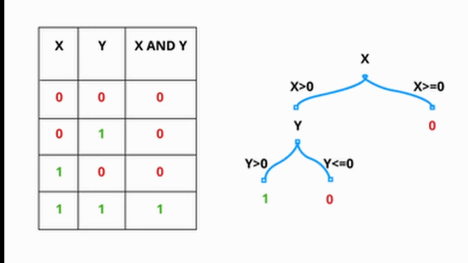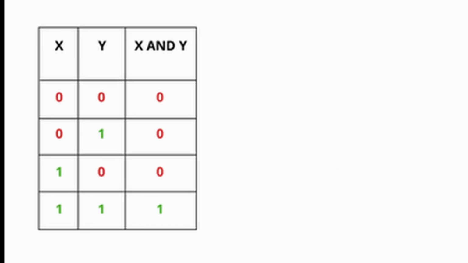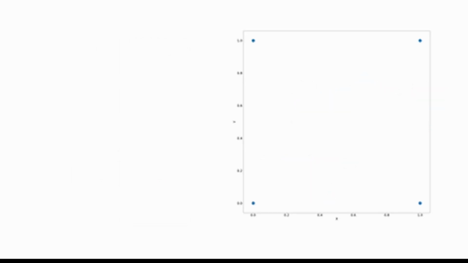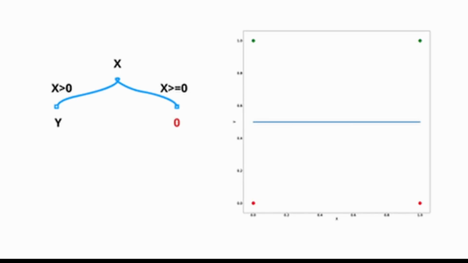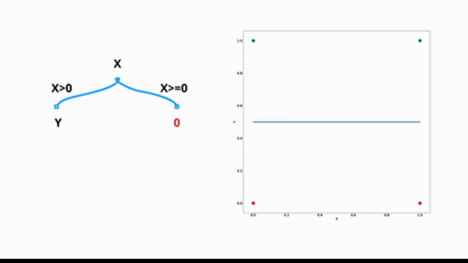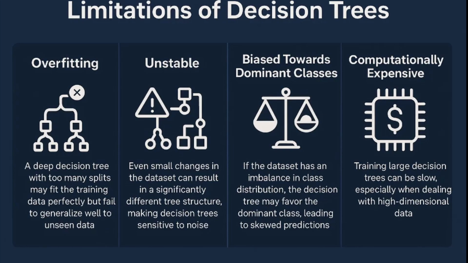Trying to create groups or leaves that are as pure as possible, meaning ideally each final group contains data points of only one class. We measure that purity or lack thereof using things like Gini impurity, trying to minimize the mix-up. And the big plus is you can follow the path, right? See the logic. Totally. Very interpretable. But, here comes the downside. They are notoriously prone to overfitting.